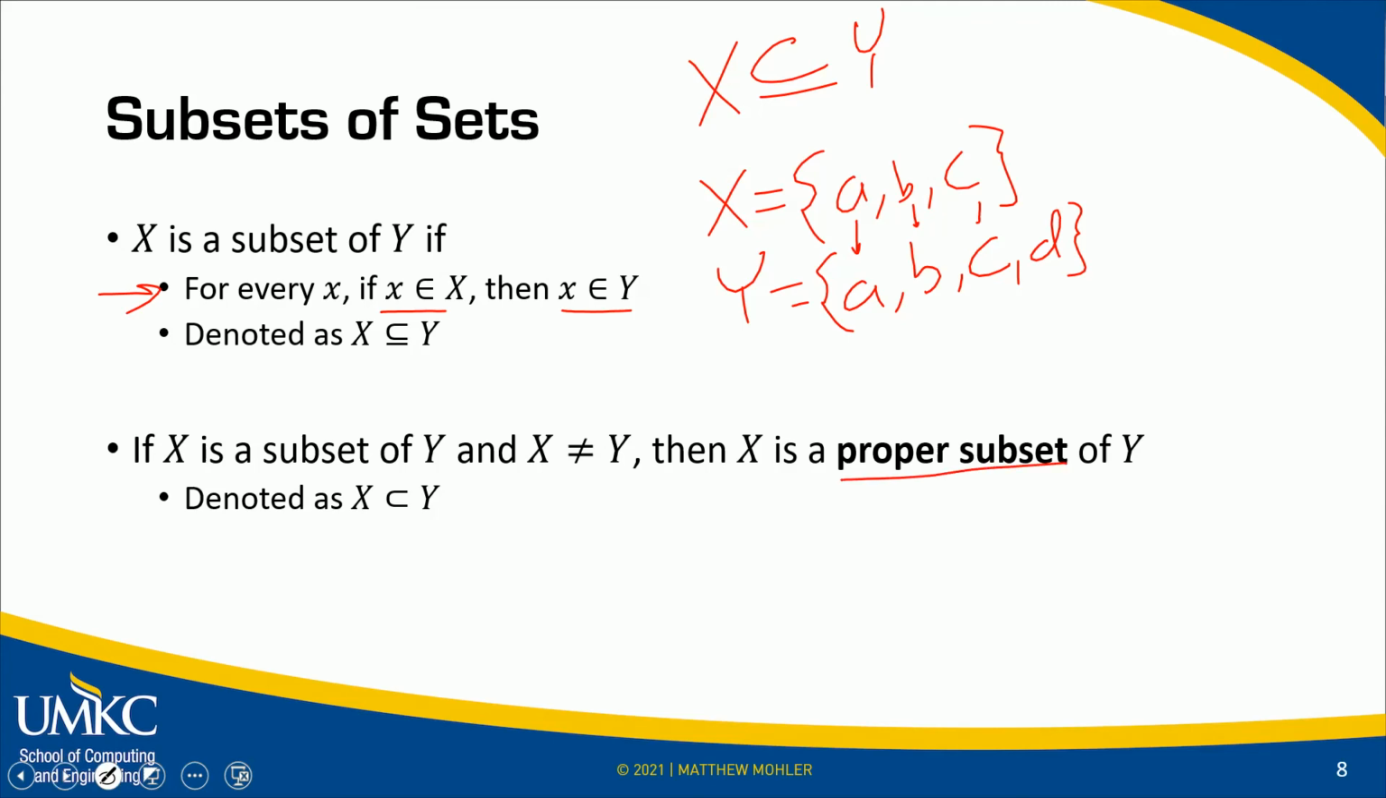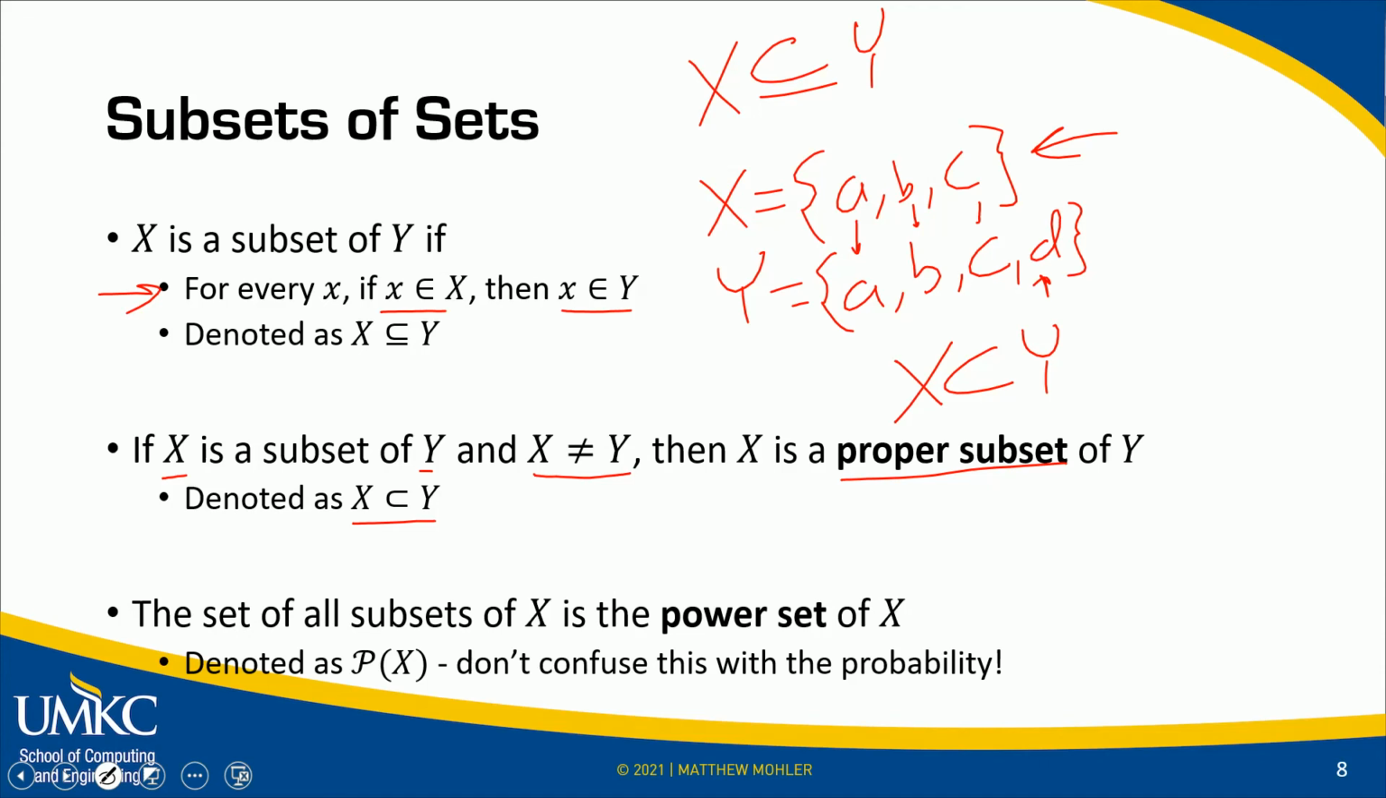And a proper subset is where X is a subset of Y, but X does not equal Y. And in this case, we'll just denote it as X is a subset of Y. So in this case, because X is missing the D, it is not equal to Y. We already said that it is a subset of Y. And so in this case, we actually do have a situation where X is not just a subset, but X is a proper subset of Y.